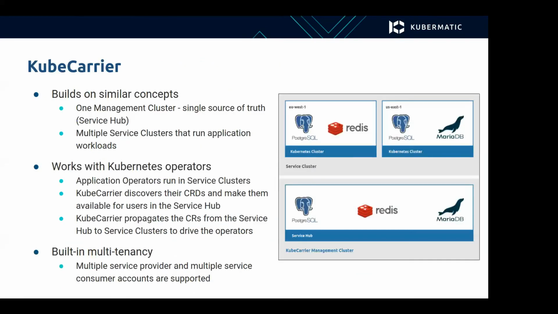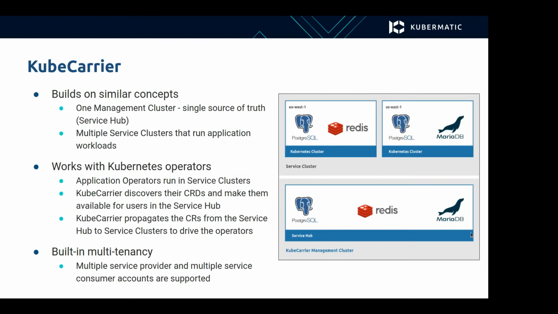And the third option is something that we've built in Kubermatic, and it is called KubeCarrier. It builds on similar concepts as well. So we also have one management cluster through which you can control all the application deployments. So a single source of truth, service hub cluster. And from that cluster, you can manage multiple service clusters that actually run the application workloads. What is different in comparison to the previous two options is that it works with Kubernetes operators only, and by design. I'll say why it is based on operators later.